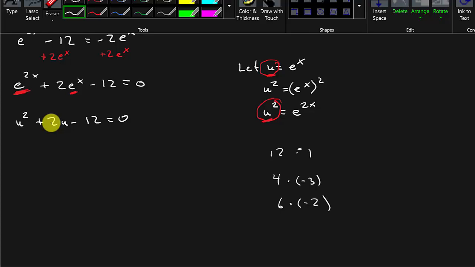You can watch it. But let's complete the square. So we got to move the 12 over. All right, so that's u squared plus 2u equals, remember, leave that space there, equals 12.